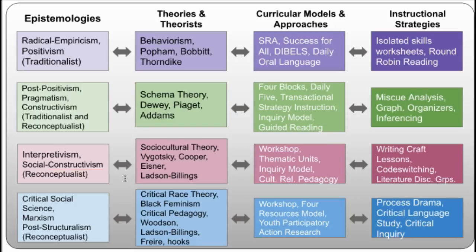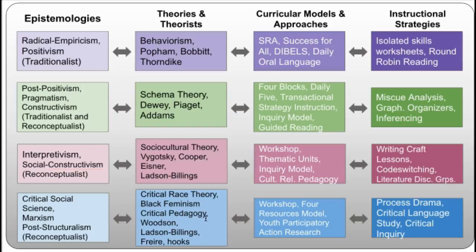I think that when Pienaar is talking about reconceptualist theories, I get the sense that he's putting critical social science in with those. But a lot of other people who write about theories and epistemologies of teaching, learning, and curriculum would really put critical social science and post-structuralist thought, including critical race theory, Black feminism, critical pedagogy, the readings of Woods and Ladson-Billings, Freire, hooks, etc., into a different category.